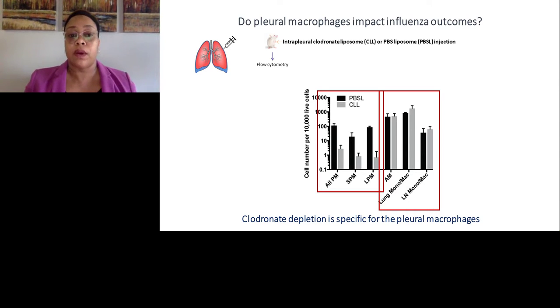And when we do this, we actually see very targeted macrophage depletion. Because if you look at the pleural macrophage population, both the small pleural macrophages and the large pleural macrophages are decreased in the pleural cavity. But we don't see any impact on our lung macrophage populations or the populations of the draining lymph nodes. So pleural targeting with clodronate is very, very specific for pleural macrophages.